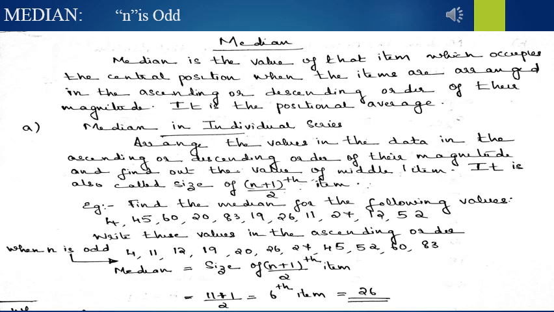Since this value is purely based on the position that particular item is occupying, it's also known as the positional average. First, how we are going to calculate median in individual series. The method is: arrange the values in ascending or descending order, and the central value is the median. It means the size of the (n plus 1)/2th item will be the median.